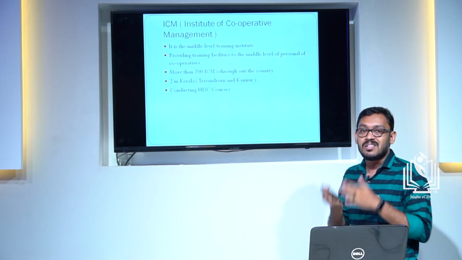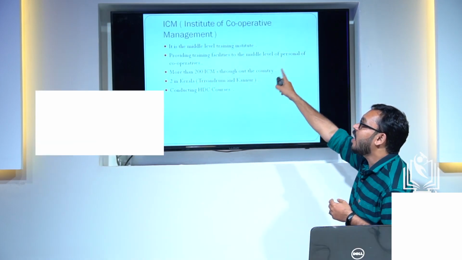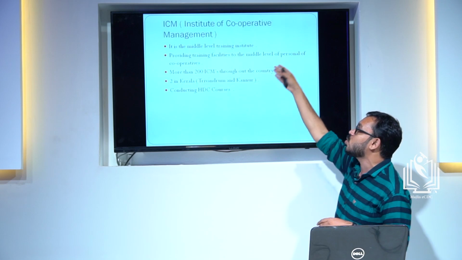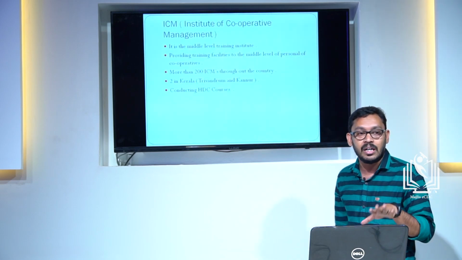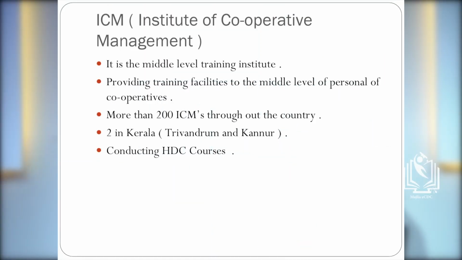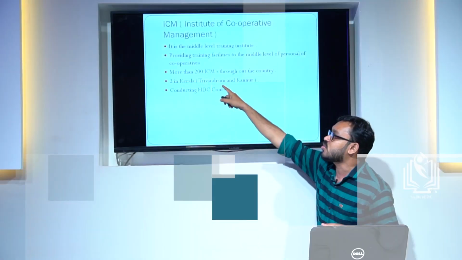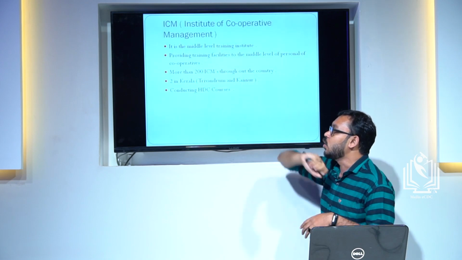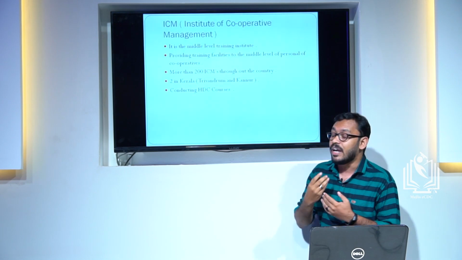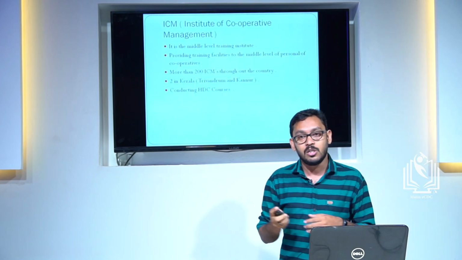Now, we move to its second tier, that is ICM or Institute of Cooperative Management. It is acting as the middle level institute in the case of cooperative education and training, and it is providing training facilities to the middle level personnel of cooperatives. And now it has more than 2000 ICMs throughout the country, and in the case of Kerala, we have two ICMs in our state, one in the district of Trivandrum and the next in Kannur, and they are offering different HDC courses for the society.